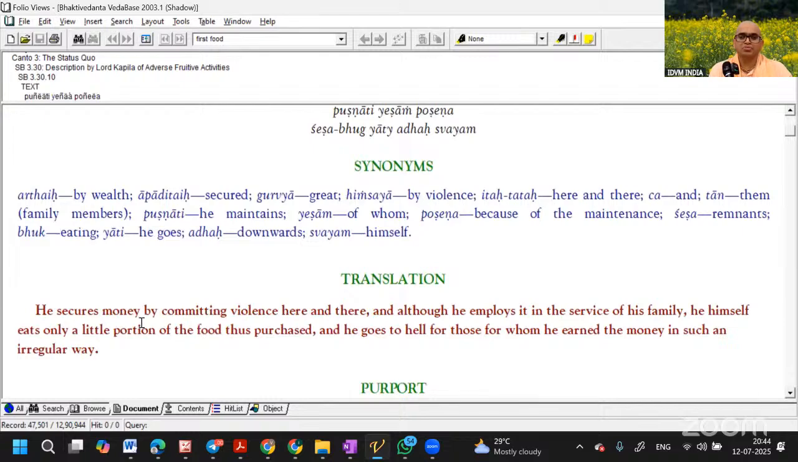He secures money by committing violence here and there. And although he employs it in the service of his family, he himself eats only a little portion of the foods thus purchased, and he goes to hell for those for whom he earned the money in such an irregular way. So much cheating he does.